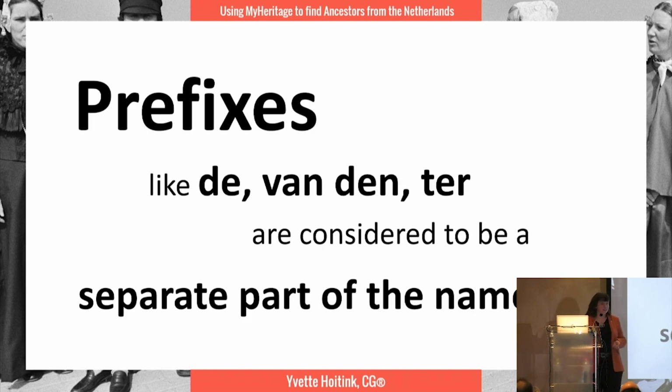We also have prefixes, things like de Vries, Van den Berg, Ter Heuvel, and they are considered in Dutch to be a separate part of the name. So if you pick up a Dutch book and you're looking for de Vries, you want to look under V, not D. And also, the indexers might have put the de in a separate field. So if you search for de Vries as last name, you may not find anything, but you have to search for Vries. So you want to be trying different strategies to see what you can find.